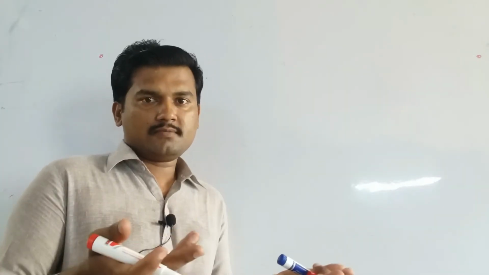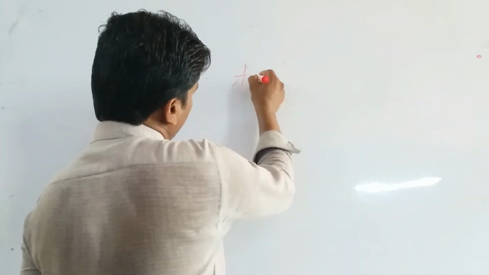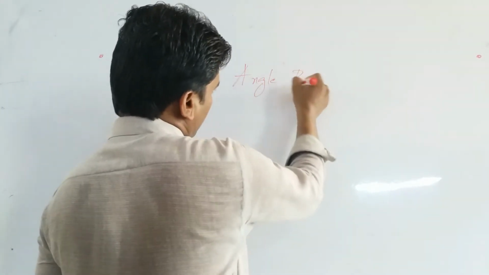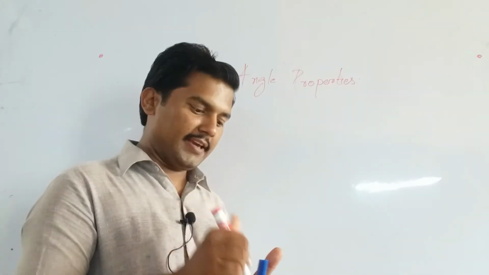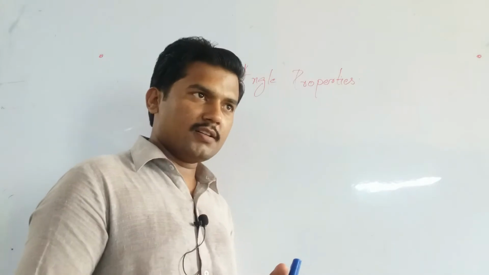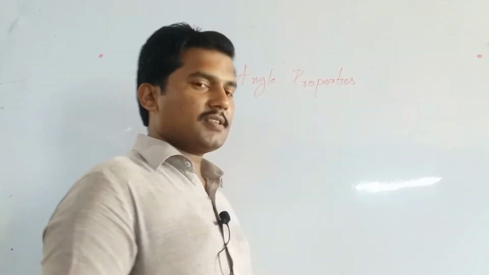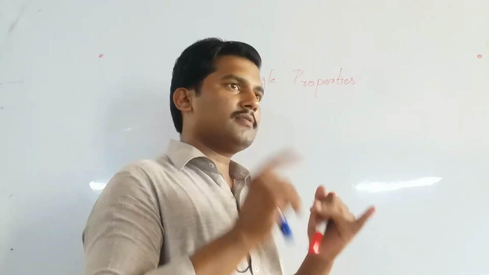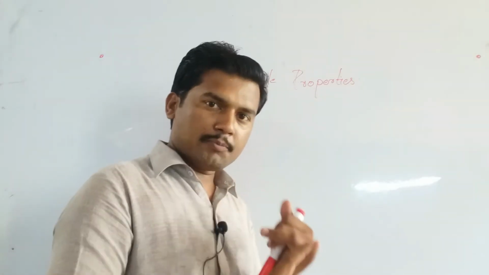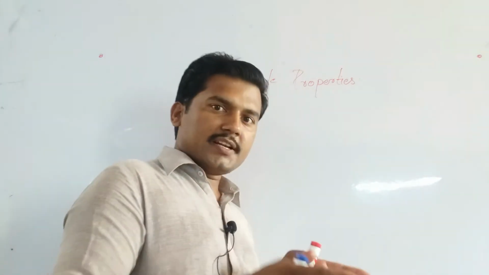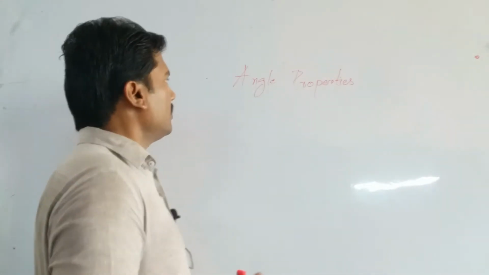Today I have to discuss angle properties. I'm writing here, angle properties. You know the types of the angles: acute angle, right angle, and obtuse angle. But today we are discussing corresponding angles, alternate angles, and vertically opposite angles, and the interior and exterior angles of a triangle. We have three things to discuss.